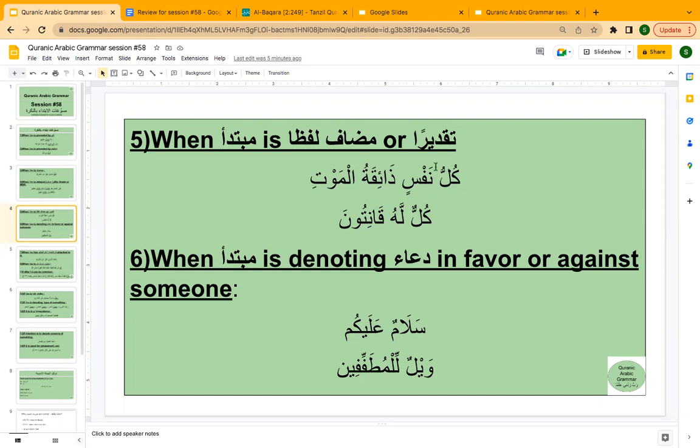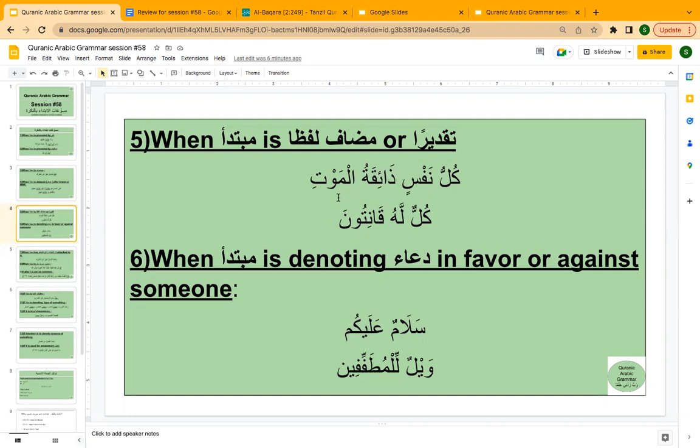Kullu is mubtada. Nafsin is majroor bil idafa, connected with this. Zaiqatun. What is that? Khabar? What kind of khabar, my dear sisters? Especially Sister Zohra, because she asked me this. I just want to make sure that this is clear, that this is mufradism again, not a sentence. If it is not a sentence, it is going to come in the category of mufradism. Okay, remember that.